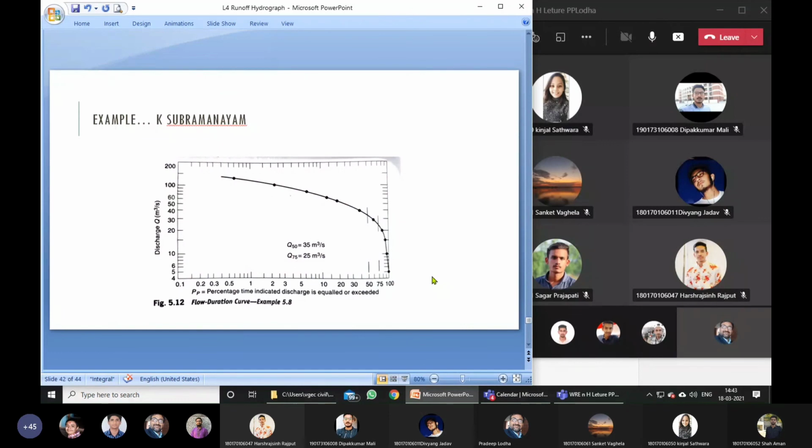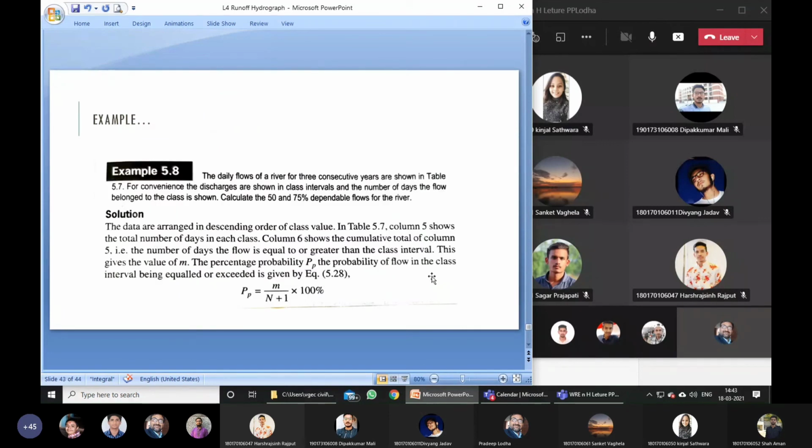So this is a graph of the real data. Daily flows are given to you, and you are supposed to calculate the 50% dependable flow and the 75% dependable flow. Now the word dependable is used here. How much is the Qmax at 75% probability, and at 50%? At the 50% level, you are assuring that that much flow would be available for at least 50% of the time, or 75% of the time. That is what dependable flows are.